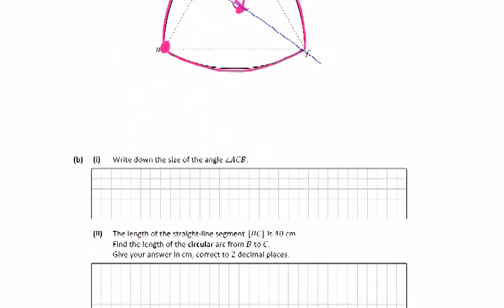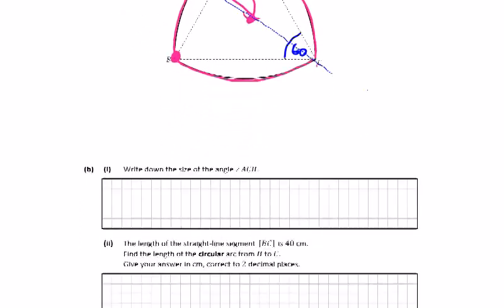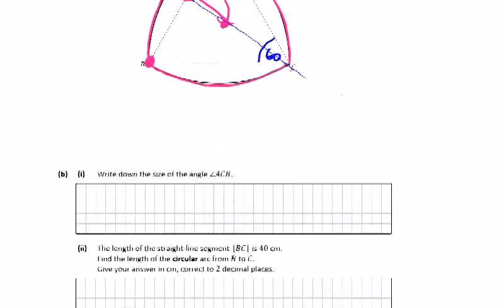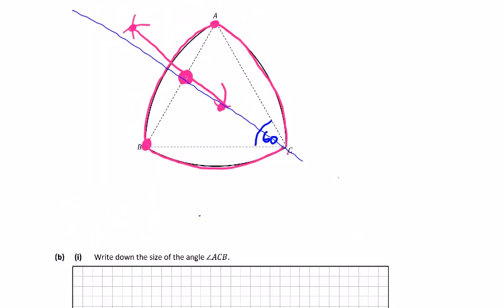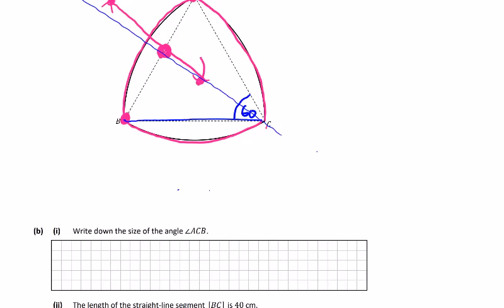Next, we write down the size of the angle ACB, when we were told it was equilateral. So ACB, they're all going to be 60, aren't they? And the length of the straight line segment BC is 40. BC is 40, okay. Find the length of the circular arc from B to C. So the circular arc from here to here. So we have a 40.